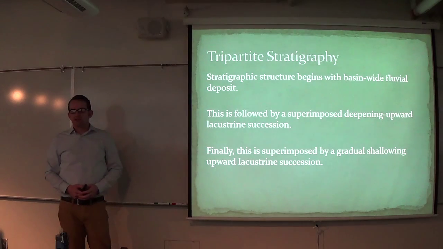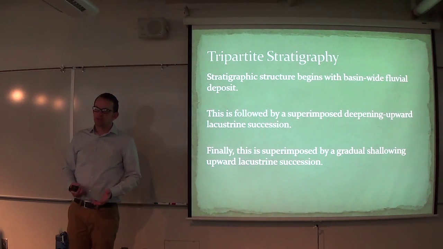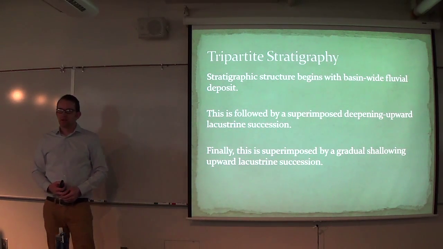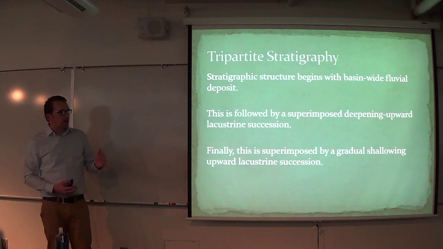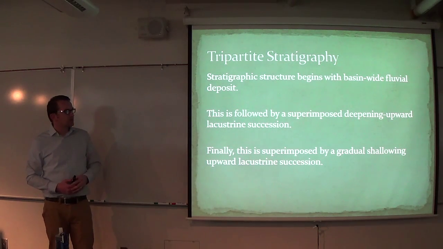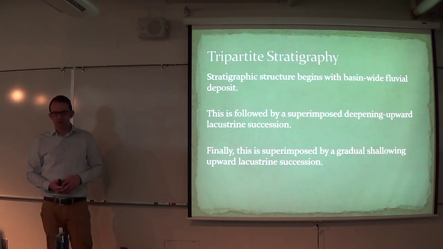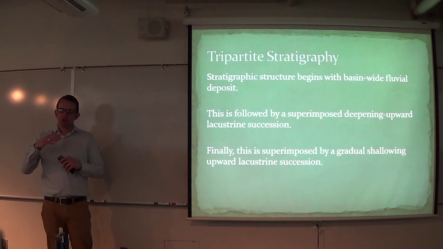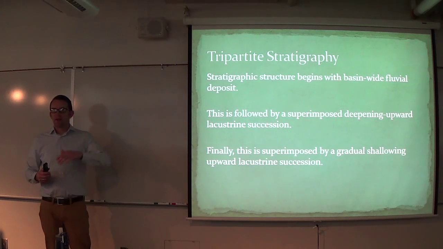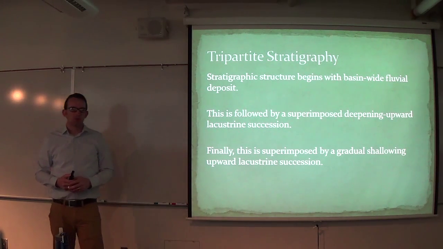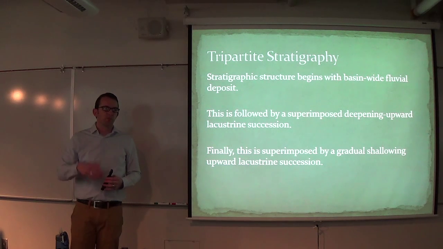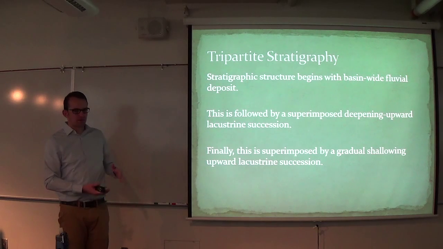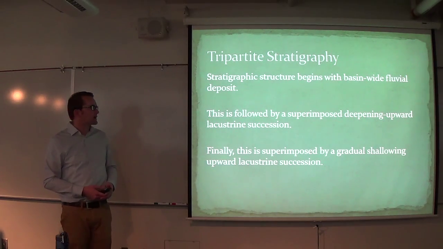One characteristic of terrestrial rift valleys is what is called tripartite stratigraphy, and this begins with a basin-wide fluvial deposit on the bottom, which is superimposed by a deepening upward lacustrine deposit, and that is in turn superimposed by a gradual shallowing upward lacustrine deposit. So those three together create this tripartite stratigraphic package.